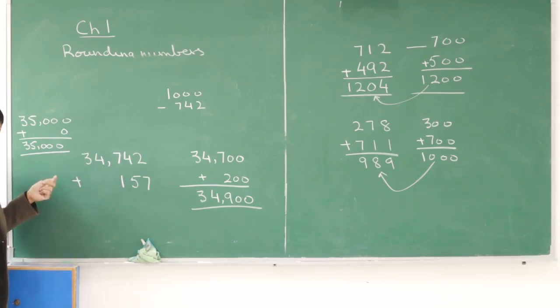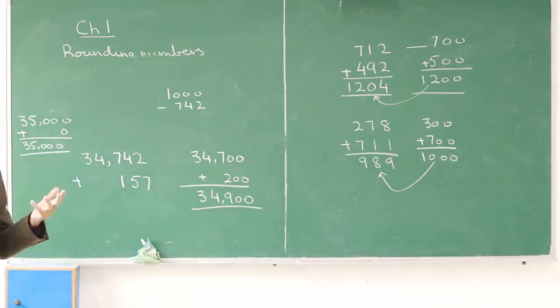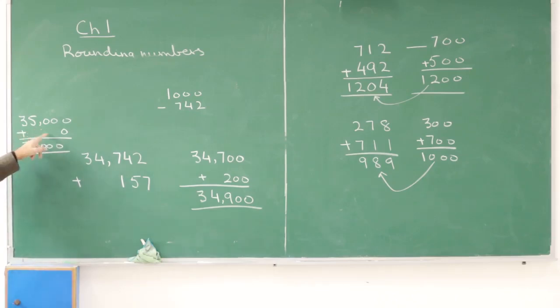34,000. No. We are converting 742 into thousands, so what should be the approximation? 35,000. So that's the correct approximation still. And the approximation of 157 is still 0. So that means the answer is 35,000.